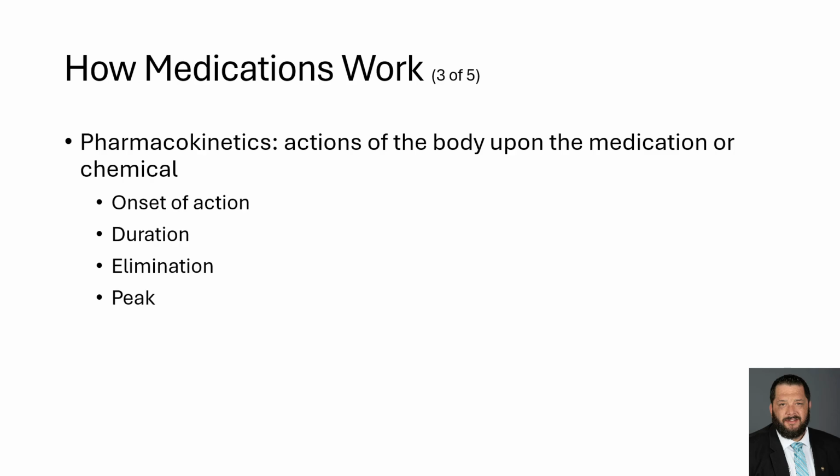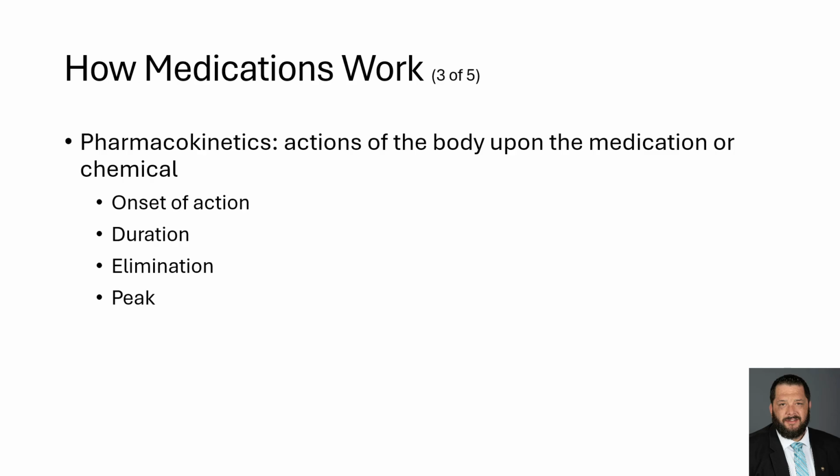Terms that we use within pharmacokinetics are things like onset of action. This is the time that it would take from the time the medication is administered until we see the intended effects of the medication. Duration, or how long the medication effects are going to last on the patient. Elimination describes how the body eliminates the medication byproducts following metabolism from the body itself. And the peak describes the peak onset time of the medication's intended effects.